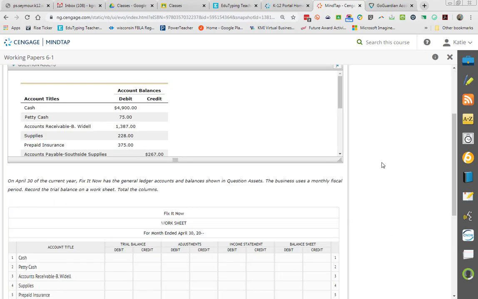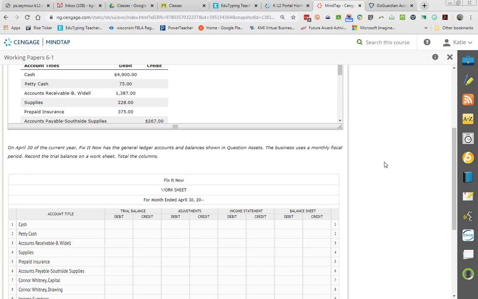On April 30th, the current year, Fix It Now has the general ledger accounts and balances shown in the question. The business uses a monthly fiscal period, and we're going to record the trial balance on a worksheet. Total the columns.